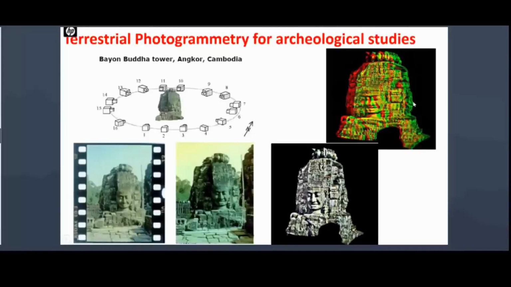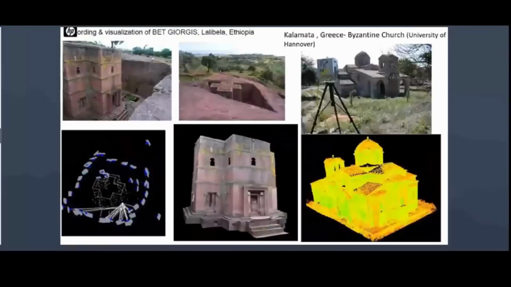Okay. Another example of the utilization of terrestrial photogrammetry for creation of 3D models of archaeological sites. This is Beit Gorgeous Church. This church, as you can see here, is in a gorge. That is why the name has been given. It is in Ethiopia.